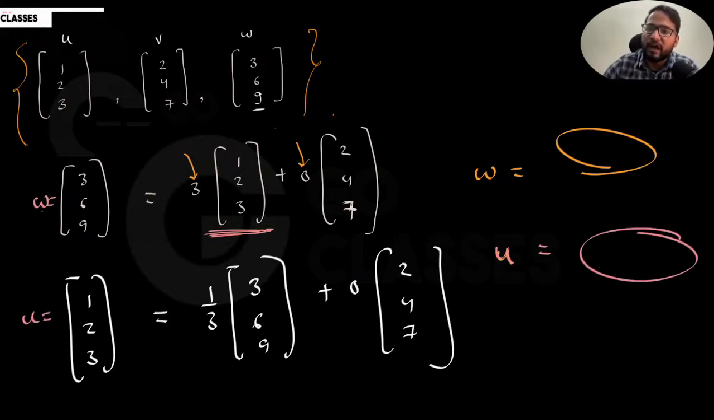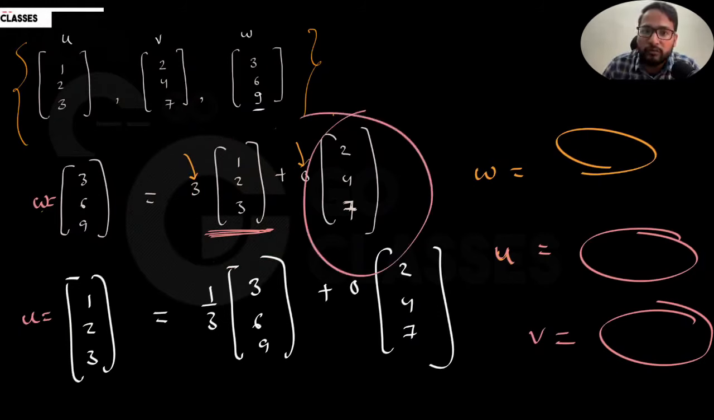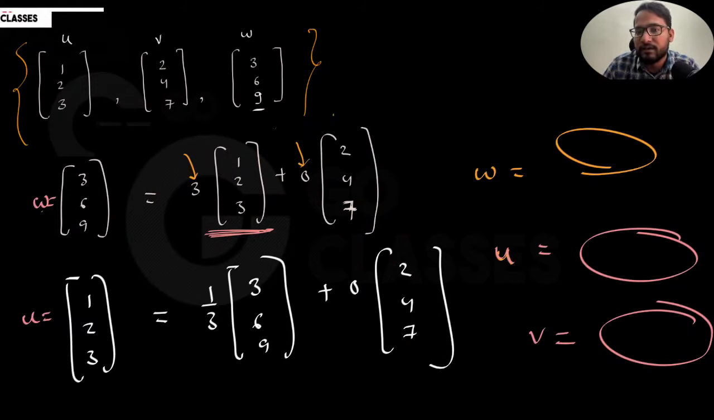Let me just ask you one last question: can you represent V as a linear combination of other vectors? Can you write 2, 4, 7 equal to something plus something? Earlier, if I wanted to represent this, I could divide by 3. But if you want to represent this, can you divide by 0? You need to divide by this coefficient. It seems like you cannot in this case. So if you cannot represent this vector as a linear combination of other vectors, it doesn't mean that this set is linearly independent.